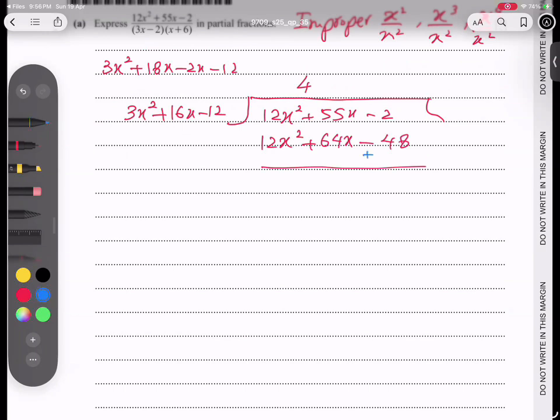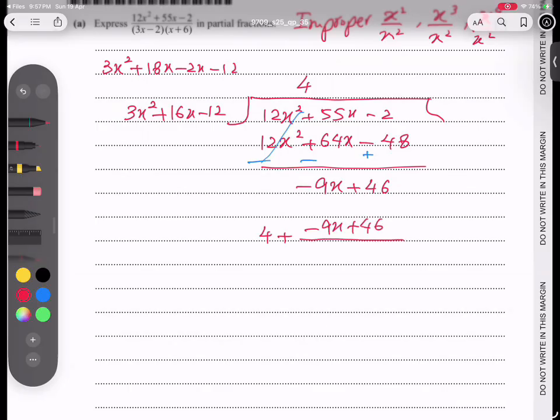Sign must change. This cancels out. And here I'm getting negative 9x, and here I'm getting plus 46. Now how to convert, students? The top number will come here with a plus sign, and this will go in the numerator.